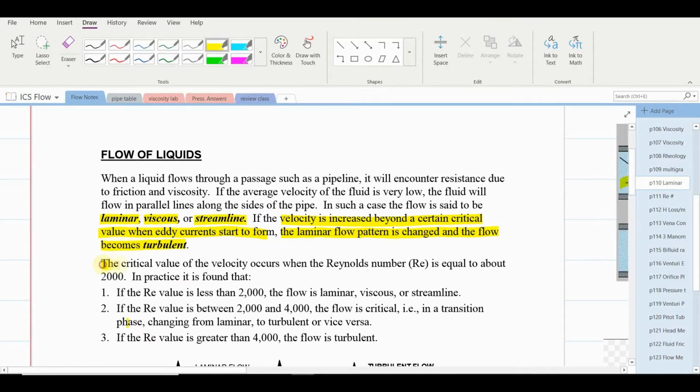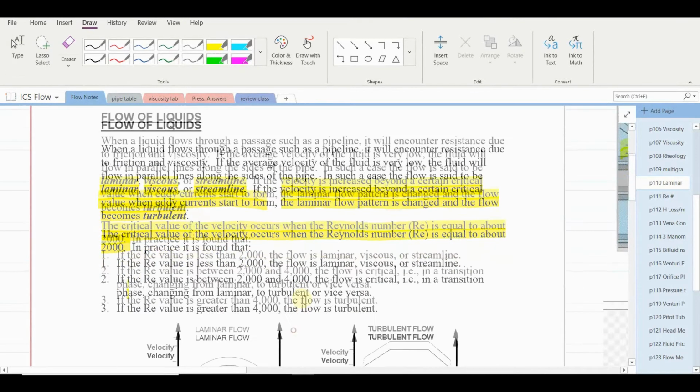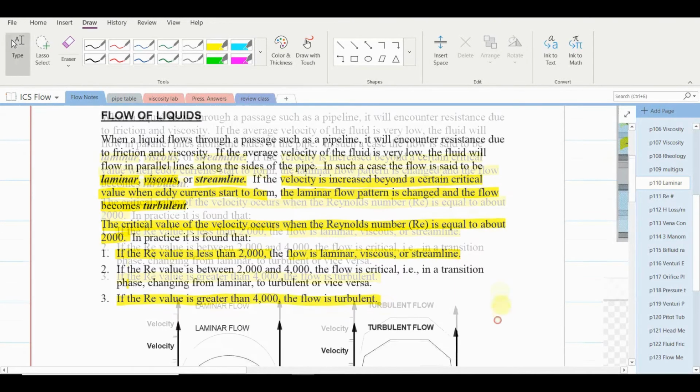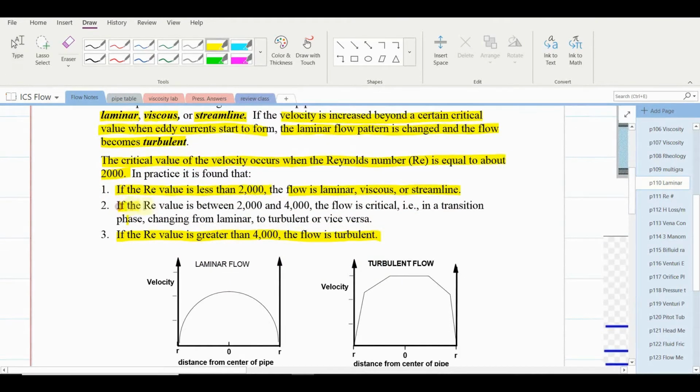Now the critical value of velocity occurs when Reynolds number is equal to about 2000. In practice, it's found that if the Reynolds number is less than 2000, the flow is laminar, also called viscous or streamlined. If the Reynolds number is greater than 4000, then the flow is turbulent. And if the Reynolds number lies between 2000 and 4000, the flow is critical. It's in a transition state, changing between turbulent and laminar, and vice versa.